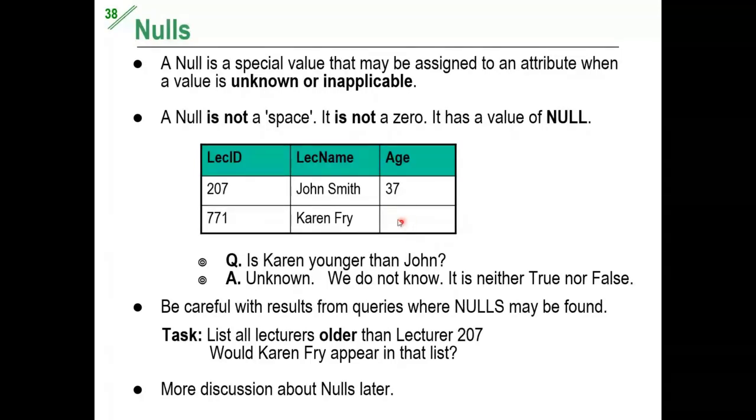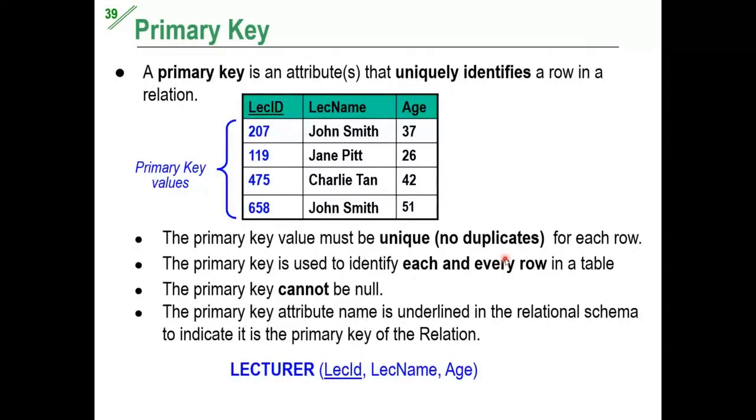Okay. So if you think about this small table, we have two lecturers, John Smith and Karen Fry, and John has given his age, right? But Karen says no, I don't want to give my age, so I will keep it as a null in our database or our table. So if I ask the question, is Karen younger than John? We can't say yes or no, isn't it? We can't say yes because we don't know the answer, because she hasn't specified the number, right? So null means not zero, it's not a space. So null means we don't know the value.